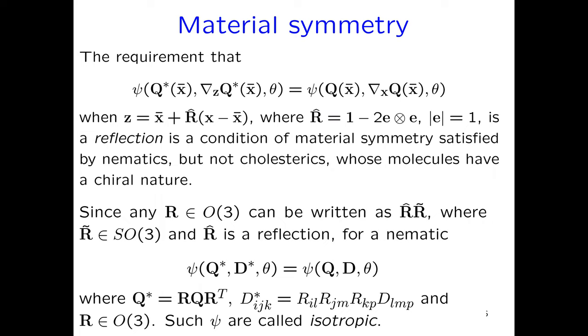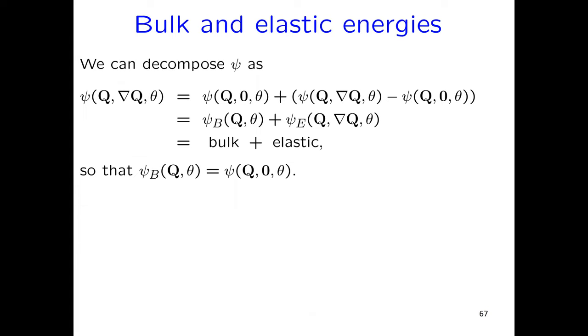So now, here's the free energy density again. What is convenient to do is to split it into two pieces. First of all, you put the gradient equal to zero, so ψ of Q, 0, θ, and then you subtract that off again. The first part is called the bulk energy. You write it ψ_B of Q, θ. And the remaining bit is the bit that really depends on the gradient of Q. And that's what we call the elastic energy, ψ_E. So this is the formula then for the bulk energy.